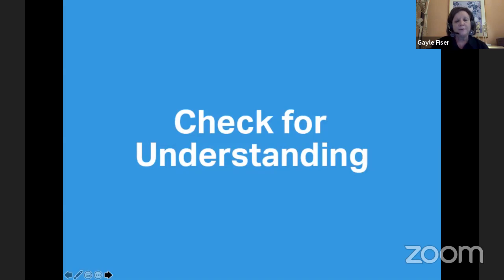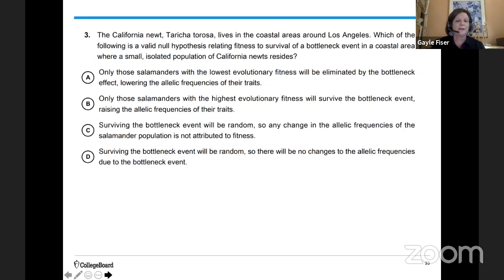All right, so check for understanding. I have a multiple choice. In fact, I think I have 2 in here. I looked up how to pronounce it, I think it's Taricha. All right, let's just go with the California newt, which lives in the coastal areas around Los Angeles. Which of the following is a valid null hypothesis relating fitness to survival of a bottleneck event in a coastal area where a small isolated population of California newts reside?